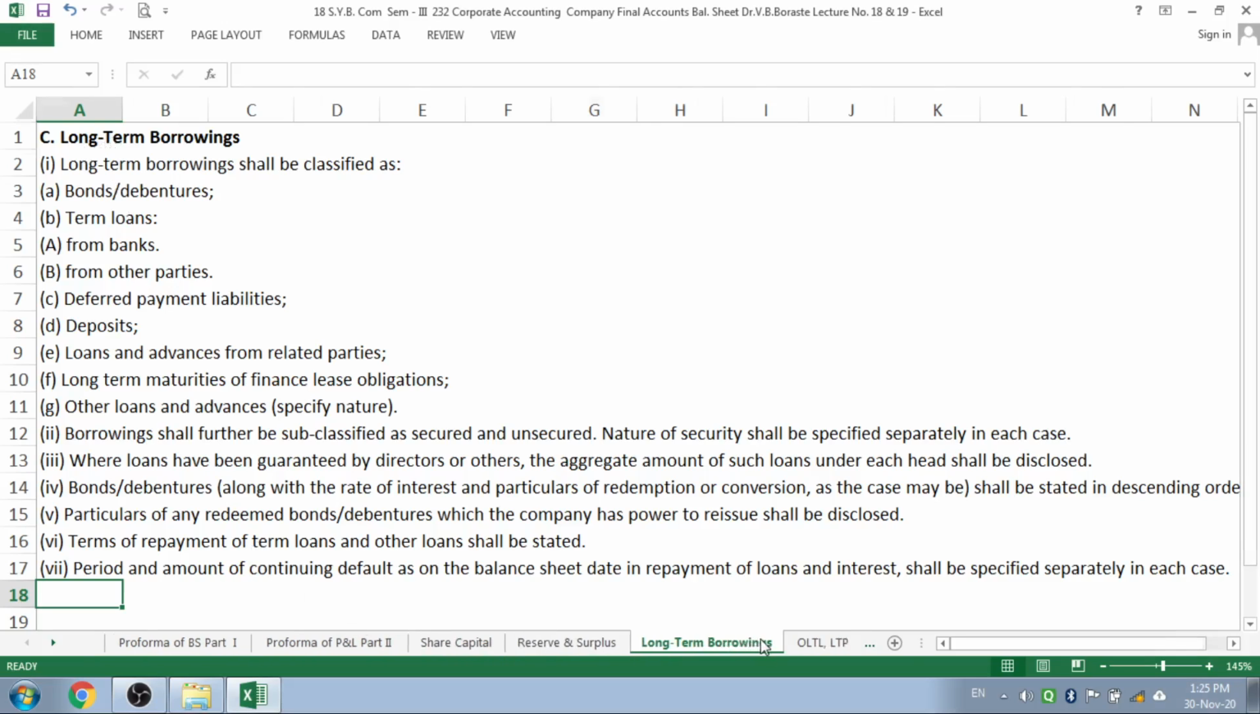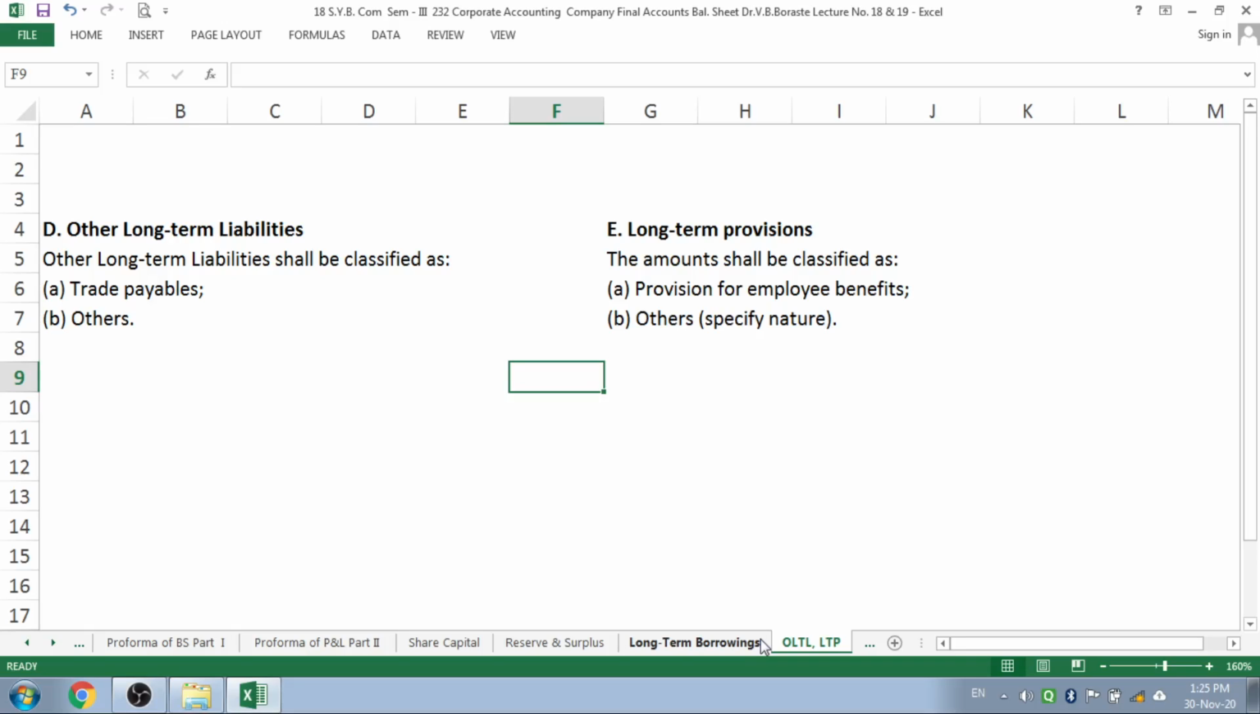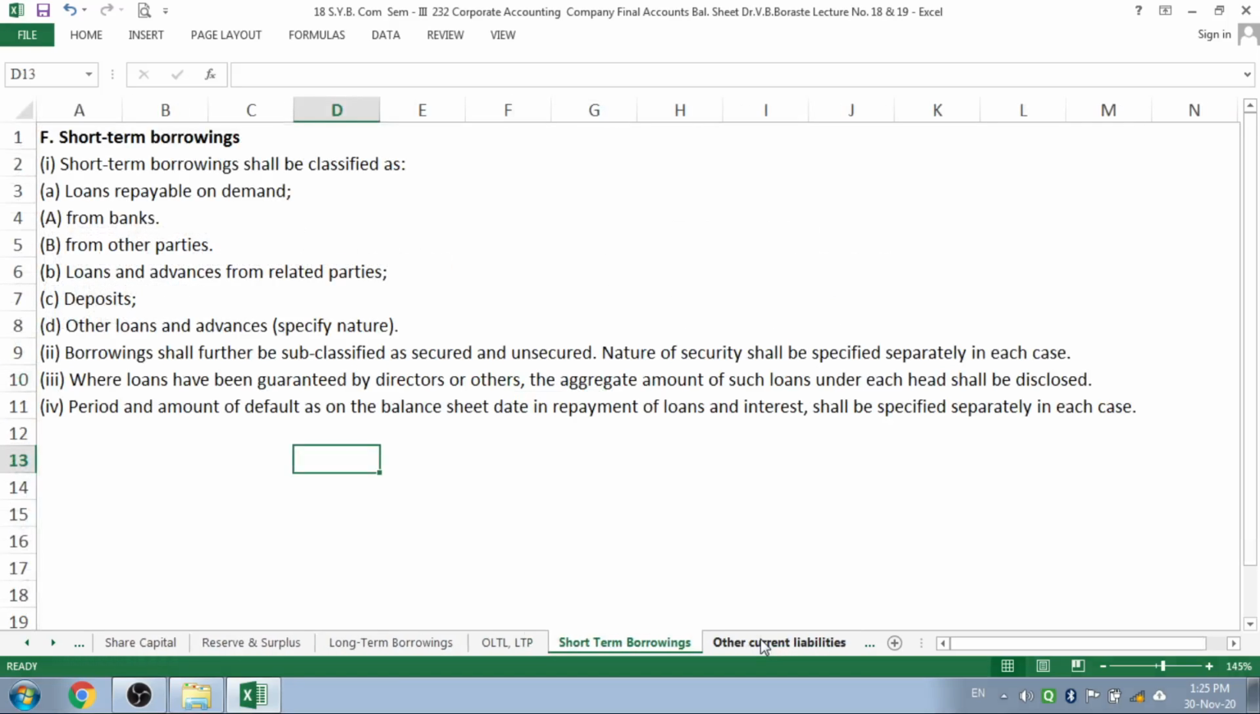Then there is the next part, that is other long-term liabilities and long-term provisions. In the other long-term liabilities, trade payables are there as well as some other figures. In the long-term provisions, the amount shall be classified as provision for employee benefits and other if there is specific nature. After that, the note is short-term borrowings, where short-term borrowings include the loans payable on demand from banks, from other parties, loan and advances from related party, deposits, other loans and advances.